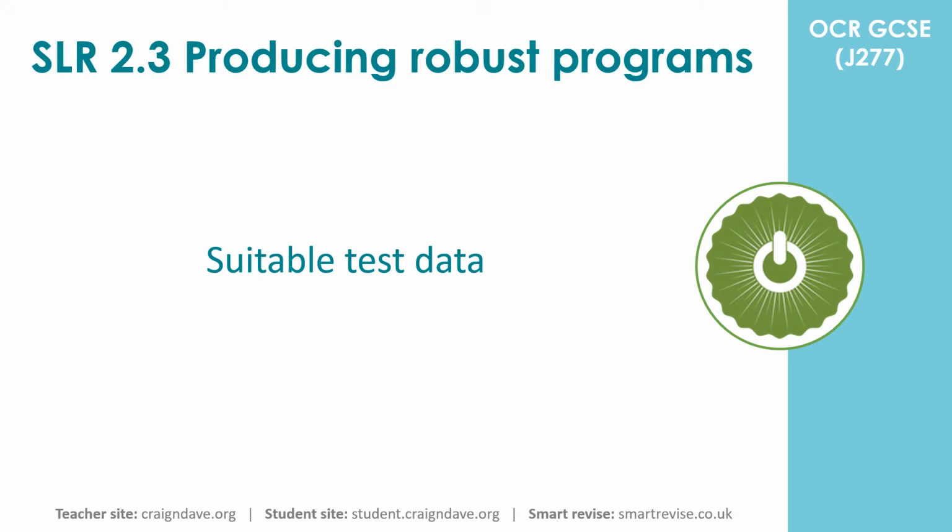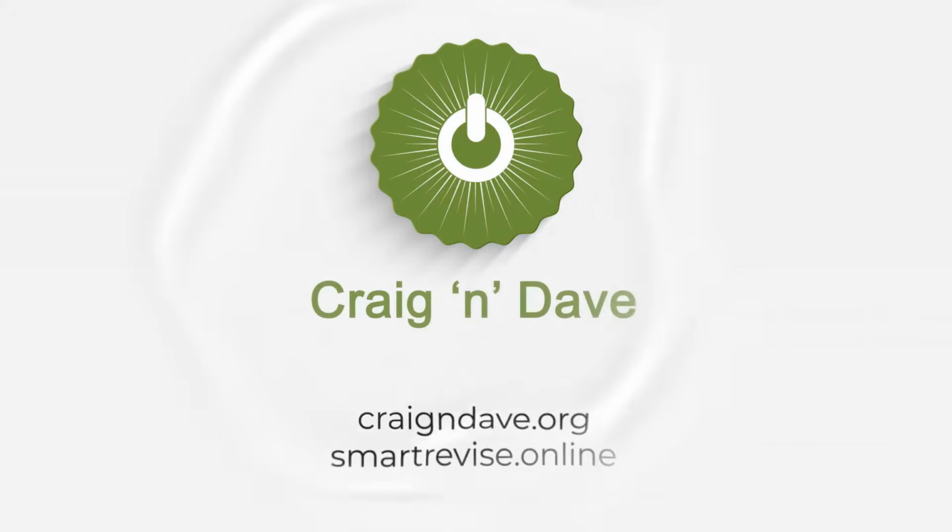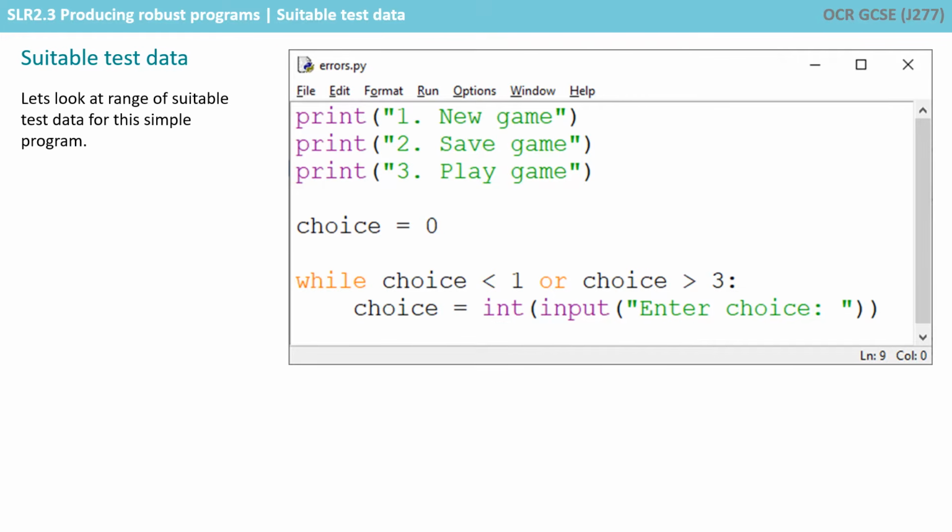In this video, we're going to be looking at suitable test data for a given problem. So in a previous video, we were exploring this program for syntax and logic errors, a simple program that gives you three choices and asks the user to enter 1, 2 or 3, and we'll be considering this for our suitable test data.